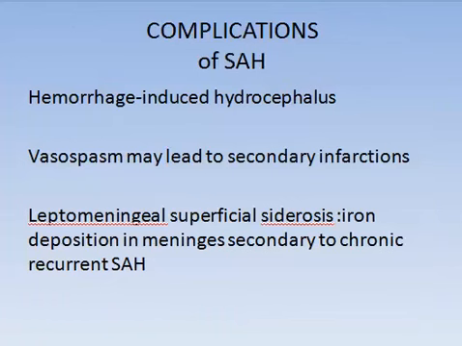Complications of subarachnoid hemorrhage are hemorrhage-induced hydrocephalus, vasospasm leading to secondary infarction, and leptomeningeal involvement. So that's why you have an association between infarction and hemorrhage. Leptomeningeal superficial siderosis is iron deposition in the meninges secondary to chronic recurrent subarachnoid hemorrhage. This results in iron-loaded meninges, which are seen in the MRI. Thank you.